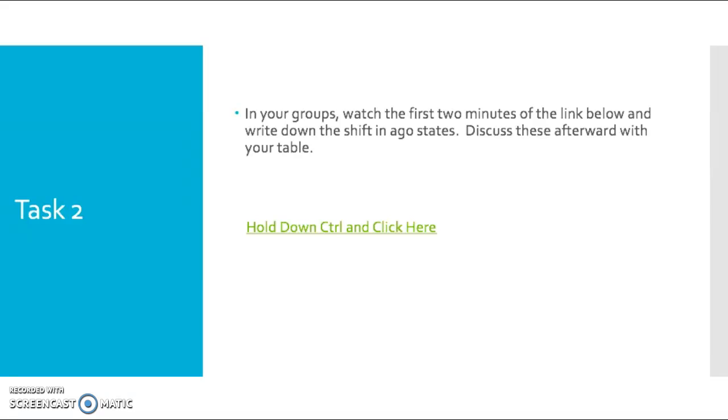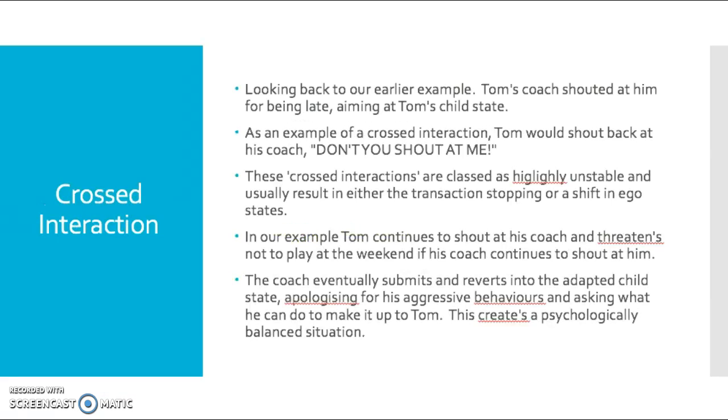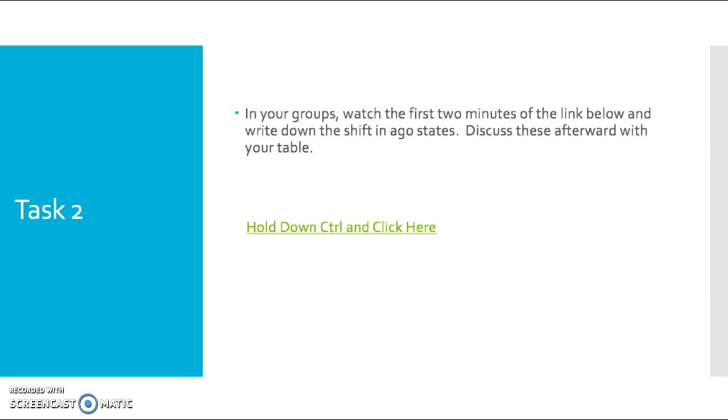So based on the information that I've just given you about the 3 ego states, how people can shift between them, how there are complementary states, and then there are cross interactions where people have the same state, and it creates an imbalance and an unstable situation. What I want you to do is look at the video below and write down the shifts in ego states and discuss this afterwards.